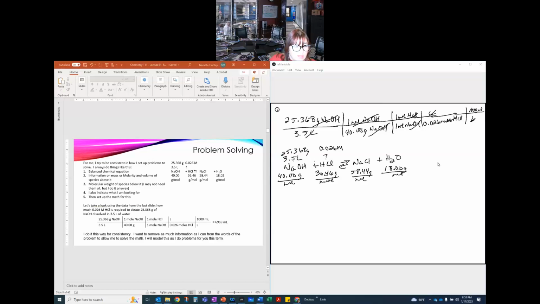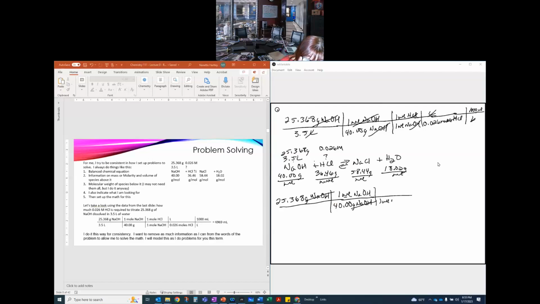All right, so I know that I have 25.368 grams of NaOH. I'm going to convert that to moles by dividing by the 40 grams per 1 mole of NaOH. I get rid of my grams, that gives me the moles.